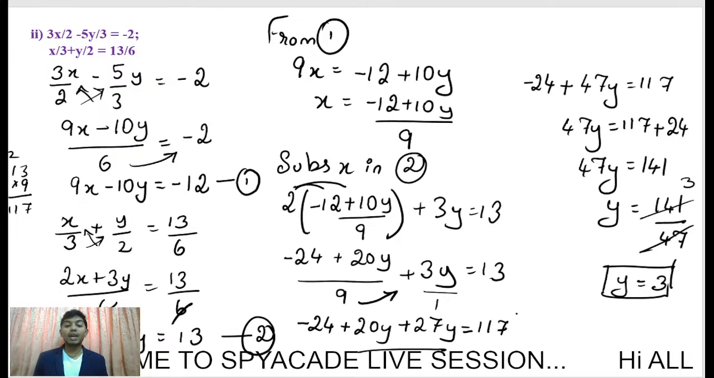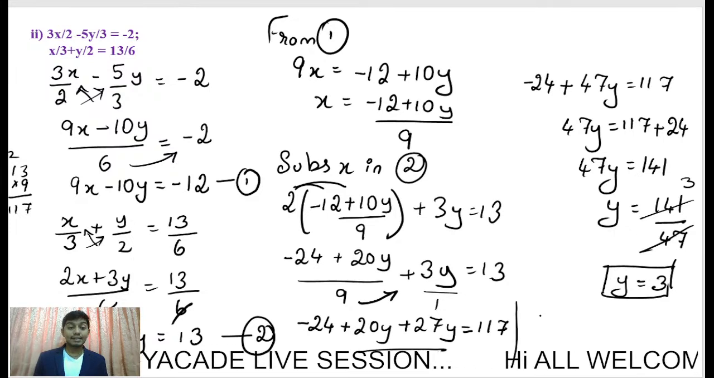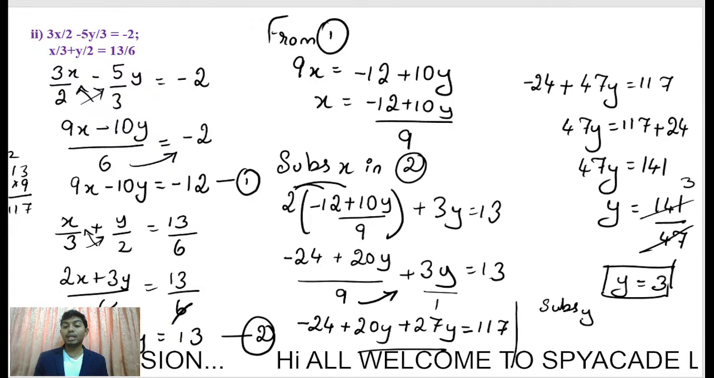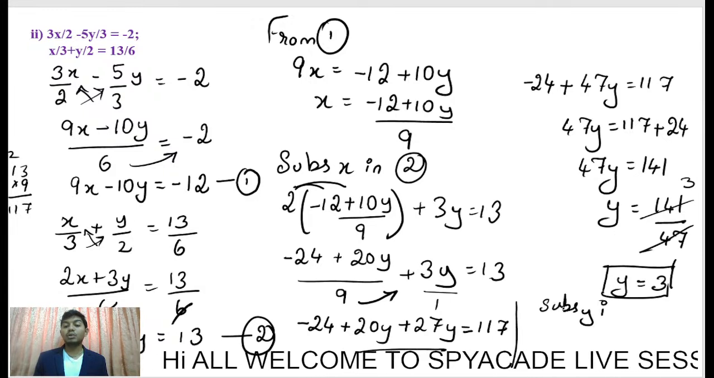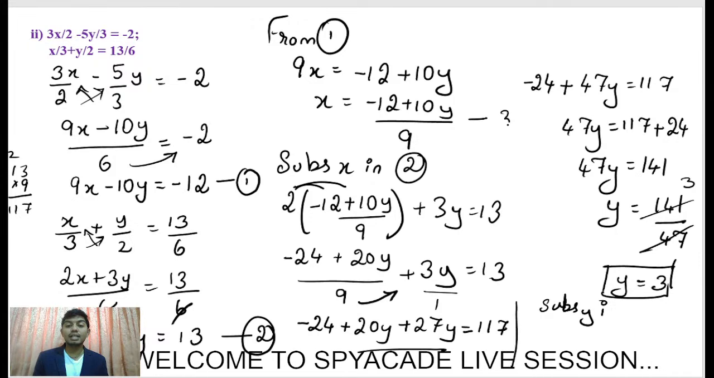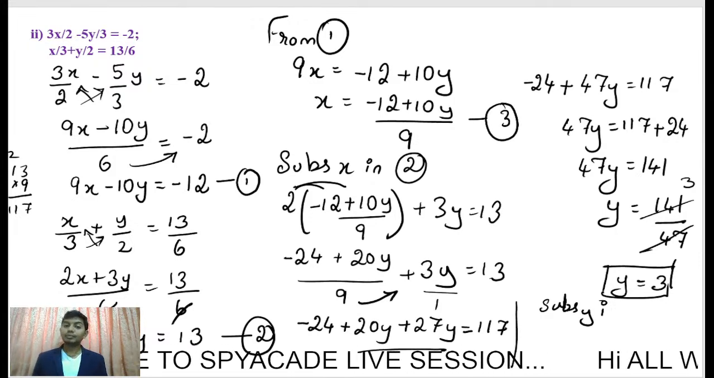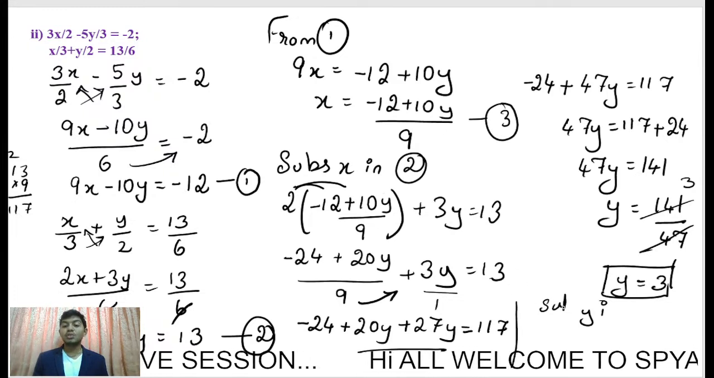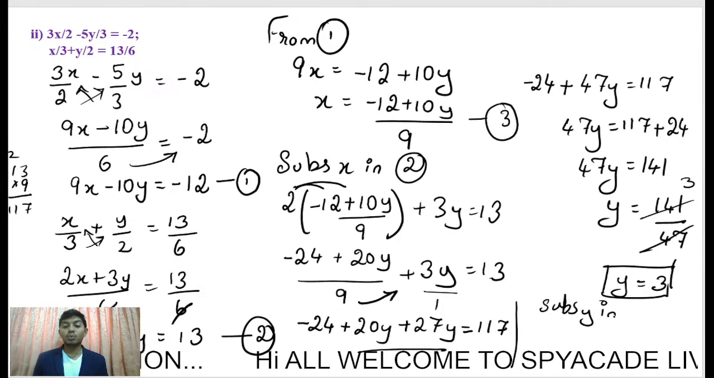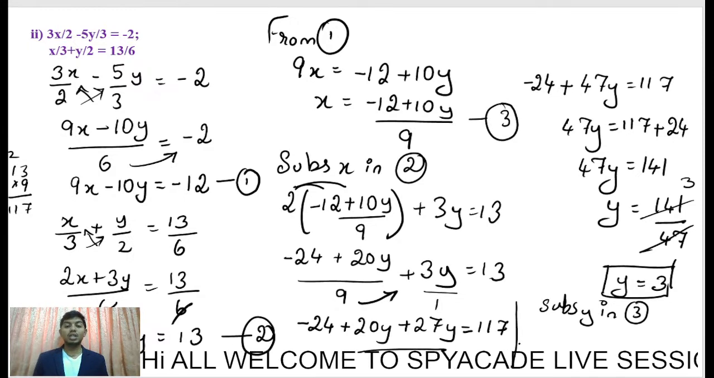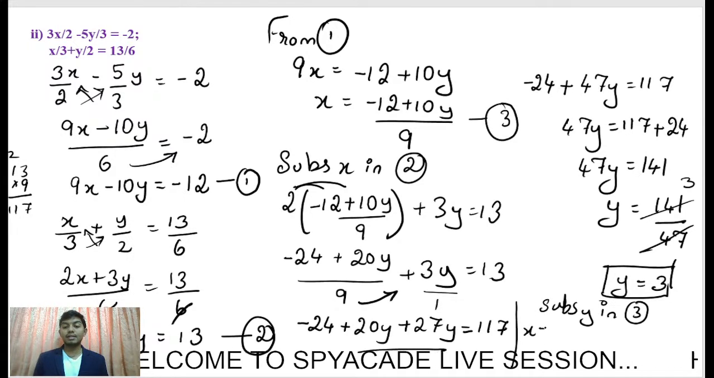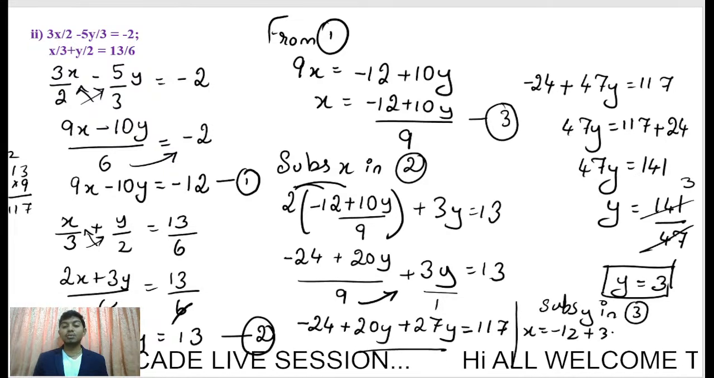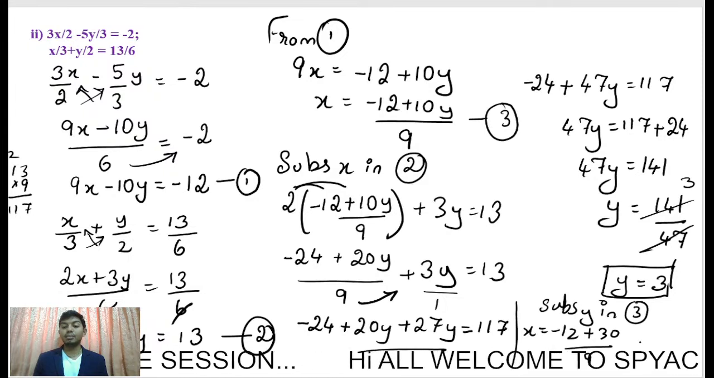Same way we have to find the value of x. So substitute this y value. Maybe you can do it like this. Here we can consider it as the third equation. Is it clear? You can consider this x value as the third equation, so substitute the y value in the third equation. You can substitute it here, which means x is equal to minus 12 plus 10 into 3, you will get 30, the whole divided by 9.